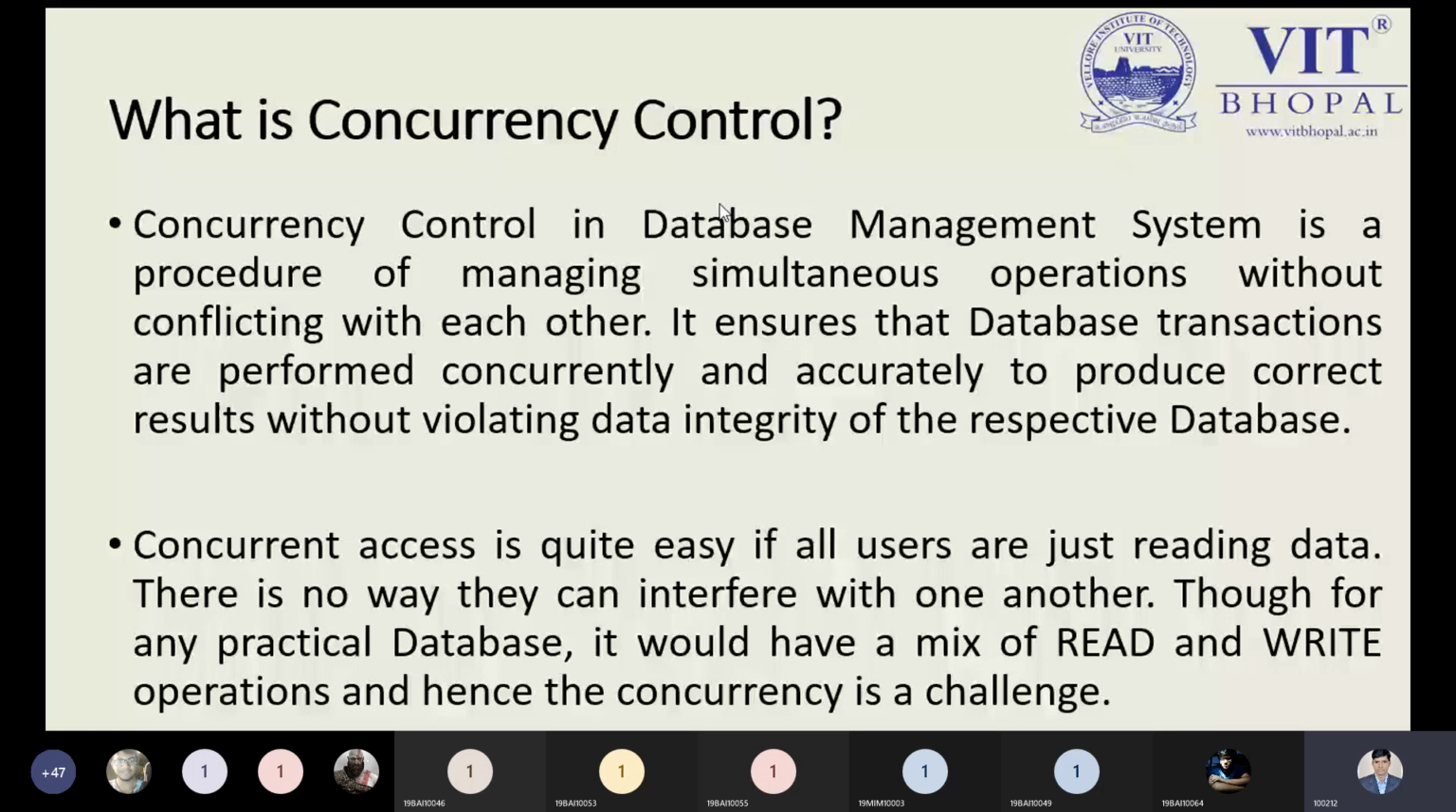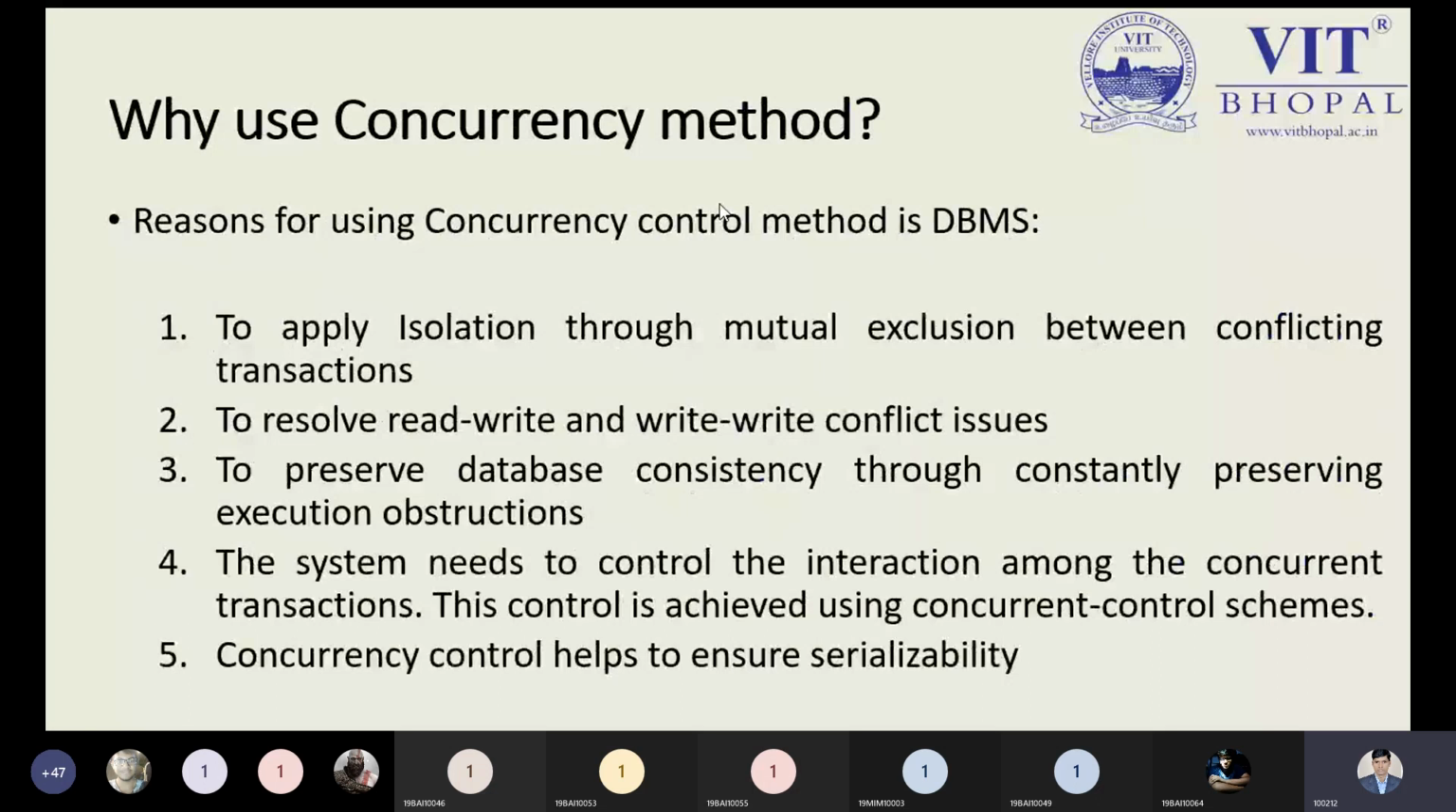All those things we have seen by some examples in our previous classes. This is a very big challenge in concurrency, so it is managed by concurrency control to preserve the isolation property. And this part we have already seen. Now, why do we need to use the concurrency method? These are the things we need to keep in mind, and once again I am repeating here. To apply isolation, of course, the isolation property should be maintained properly. The next point is to resolve the read-write or write-write conflict issue.